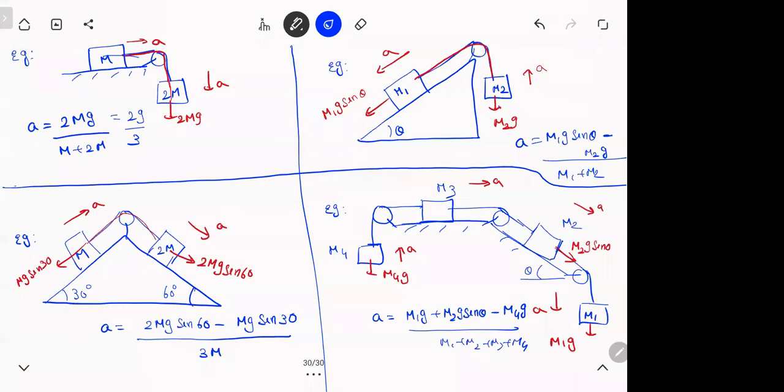Okay, next one. Turn the page. So that is one part. These are all called string constraints. Basically, strings are involved. Now there is something else called rigid body constraint.